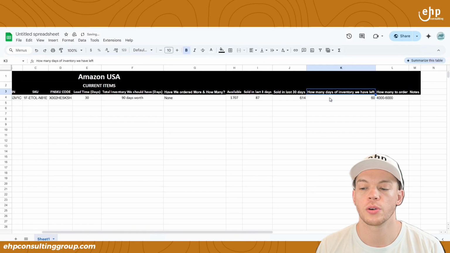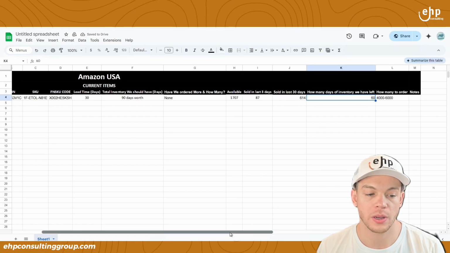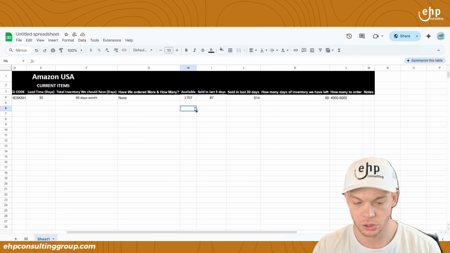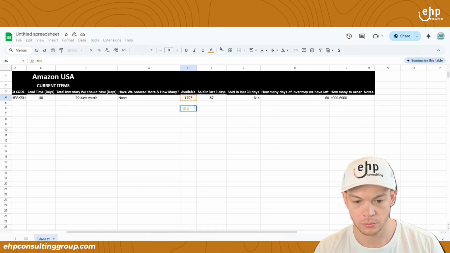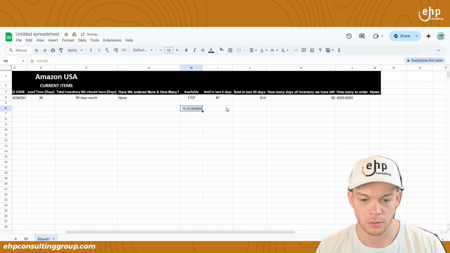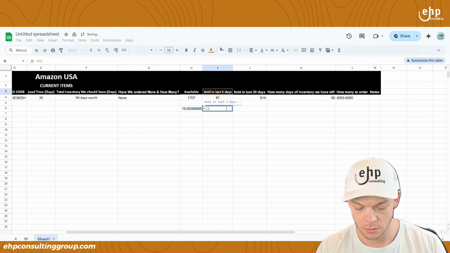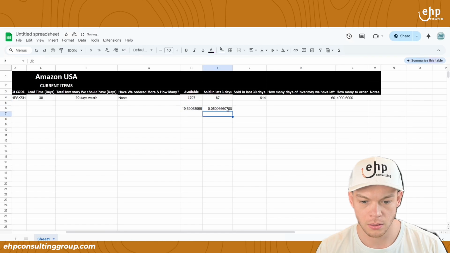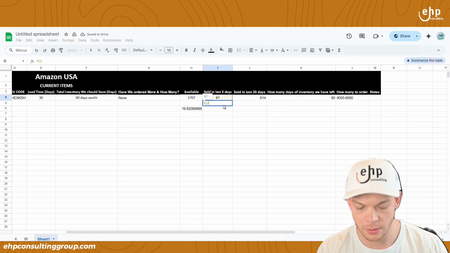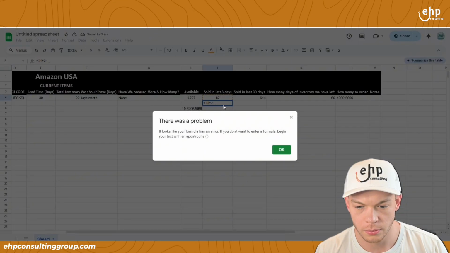How many days of inventory do we have left, right? So we can kind of look at how much inventory we have left. So if we sold this, let's just see. Is that the right way to do it? Yeah. So 87 divided by, okay. So it looks like if we keep going to sales, we kind of do this.